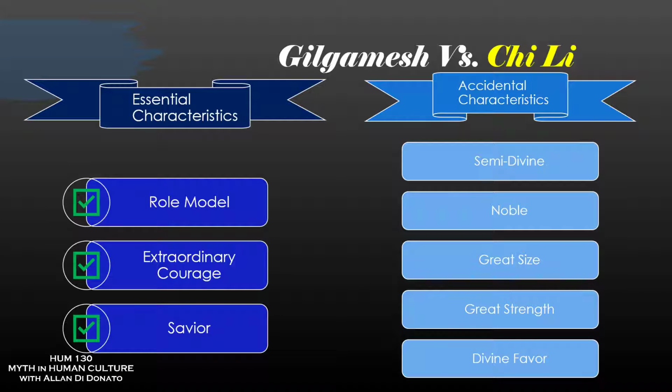But when you go to the other characteristics, she's got none of these. She's not divine. There's no mention of it. She's from a poor family. She's not upper class. She is smaller. She is weaker than the average person. And there's no mention of the gods helping her out in the least. She's on her own. Okay, but yet she is a great example of heroism, which is why I said those essential characteristics are the ones we're looking for. The other ones, take them or leave them, they're not as important.